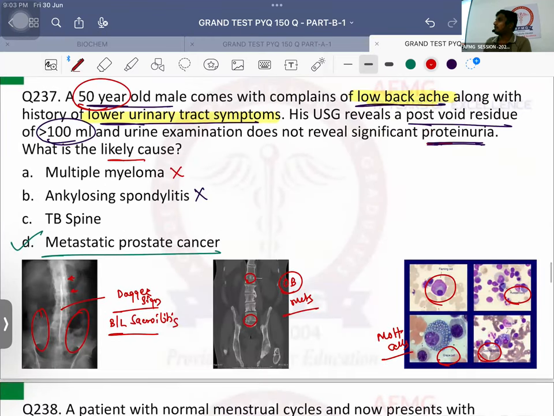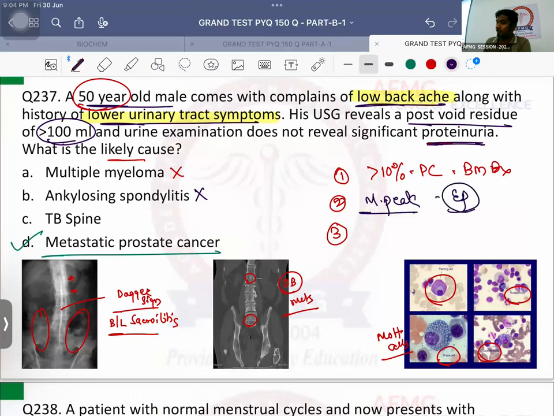238, a patient with only low backache, urinary symptoms not present. Diagnostic criteria: more than 10% plasma cells in bone marrow biopsy. Second feature: M peak or a Church spire appearance on urine or serum electrophoresis, and any one of the CRAB features: hypercalcemia, renal failure, anemia, and bony lytic lesions.